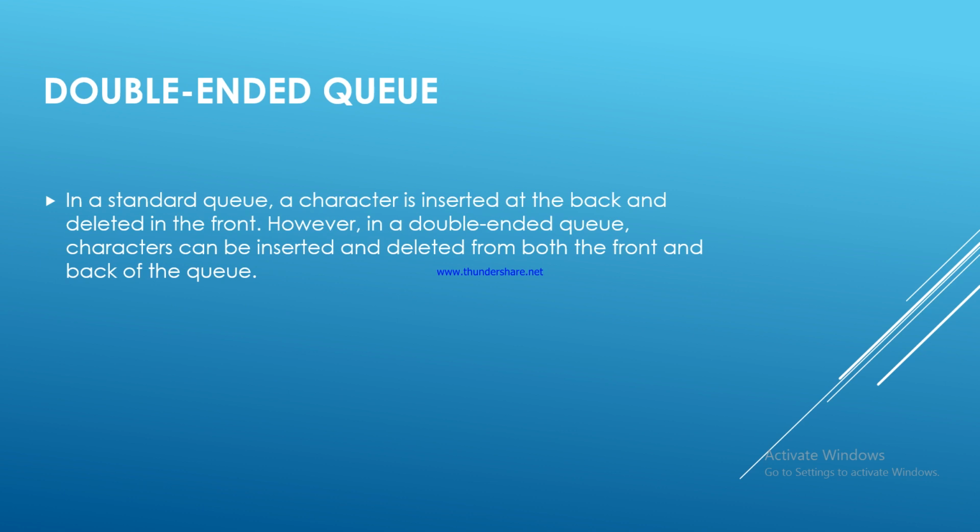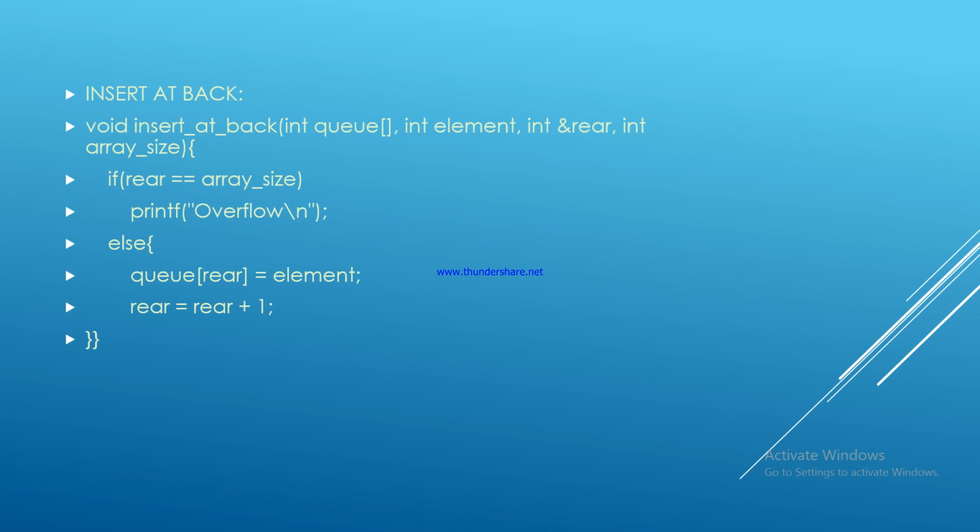So far we have been discussing the standard queue, but there is another queue, the double-ended queue. In a standard queue, a character is inserted at the back and deleted at the front. However, in a double-ended queue, the characters can be inserted and deleted from both the front and the back of the queue.